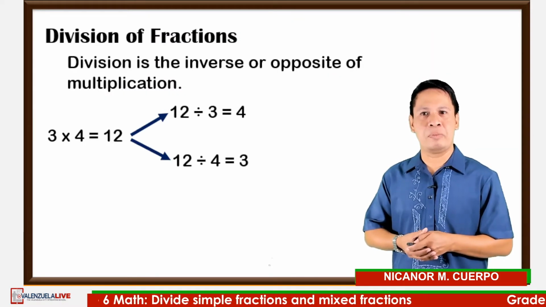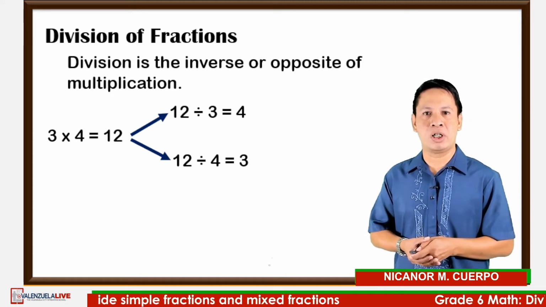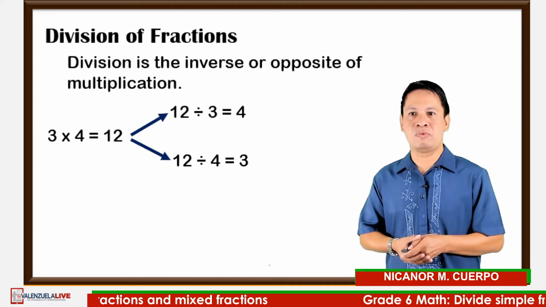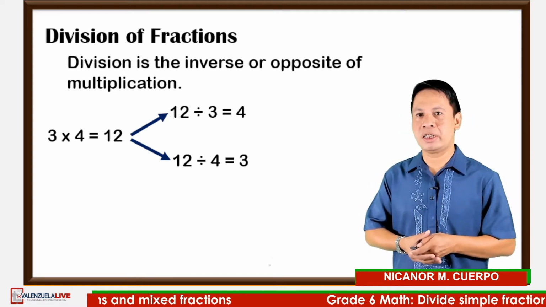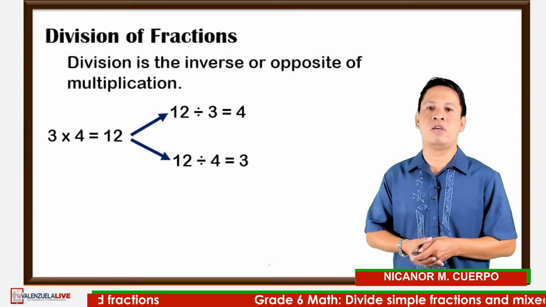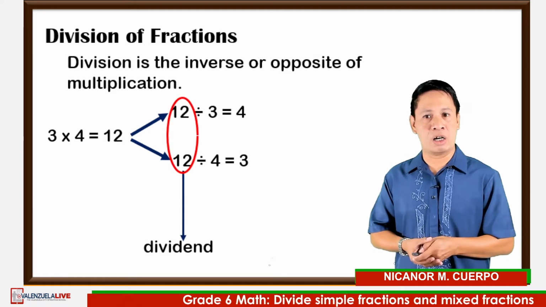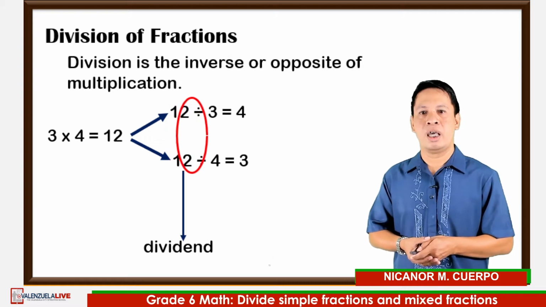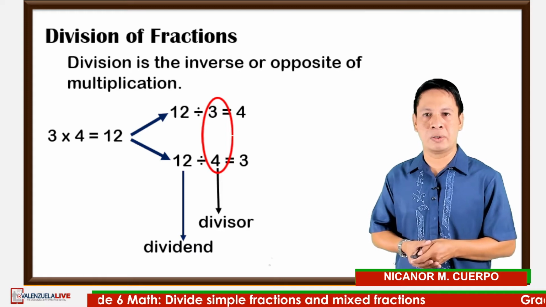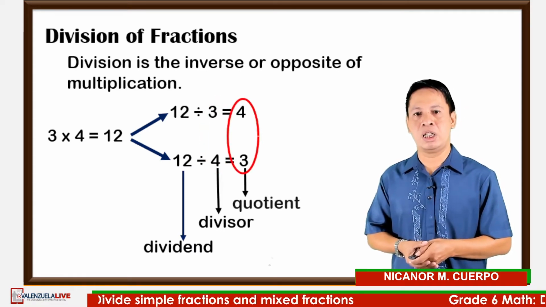Now, let us try to familiarize some terms with regard to division of fractions. Division is the inverse or opposite of multiplication. With regard to 3 times 4 equals 12, inversely, that is 12 divided by 3 equals 4, or 12 divided by 4 equals 3. The first number is what we call the dividend, and the second number after the operation sign is what we call the divisor. The answer in a division problem is what we call the quotient.